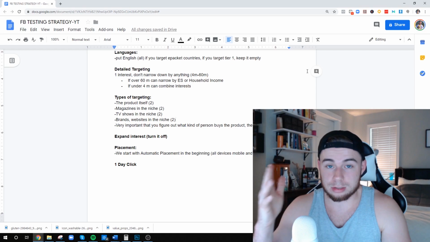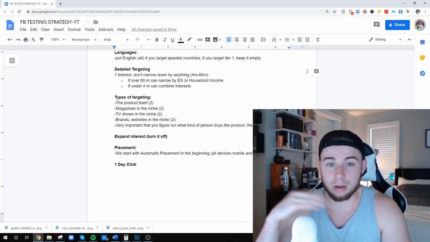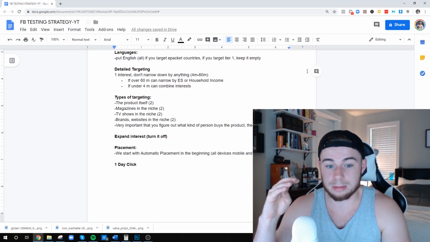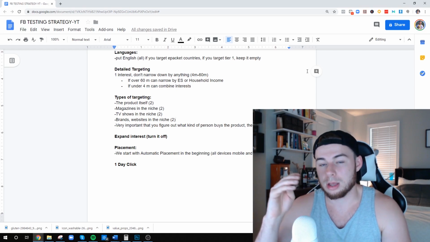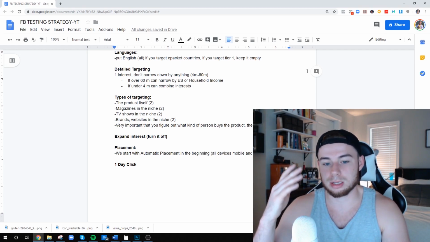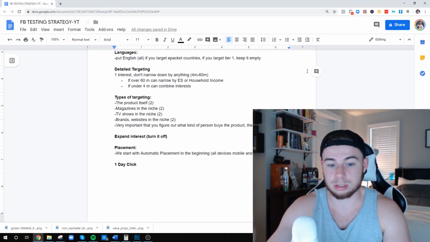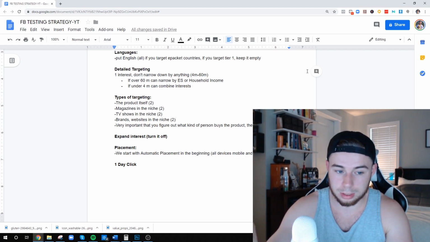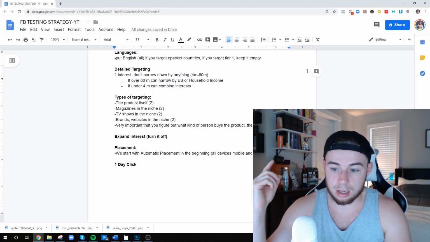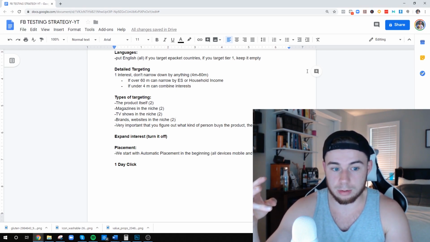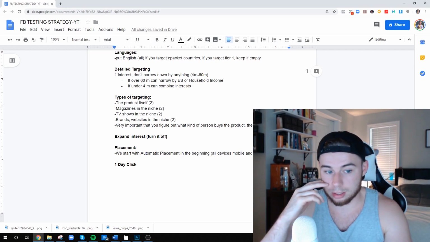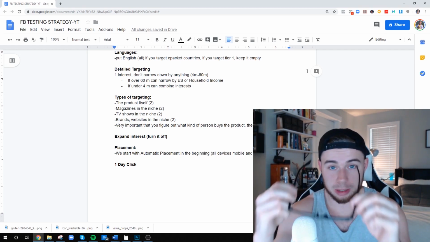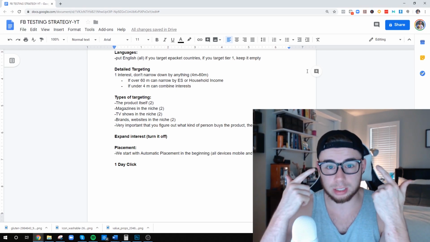So for the expanding interest, obviously you want to turn that off. And then placements, I always start with automatic placements in the beginning, all devices, mobile and desktop. What you can do as an exception, if you're not getting any purchases from desktop, is just do mobile. But still keep all the other placements on, so just do mobile only, and you'll still do Facebook, Instagram, Messenger, and Audience Network, and then do one-day click for the conversion window. So that's pretty much how I would target these products right here.